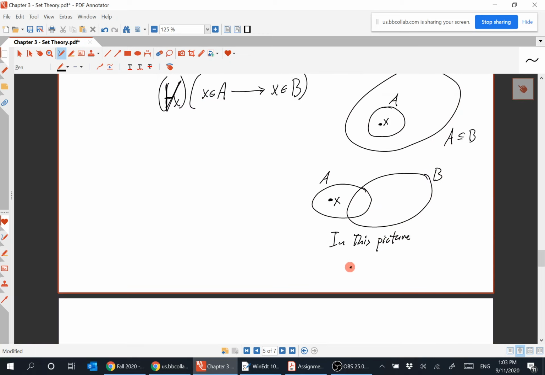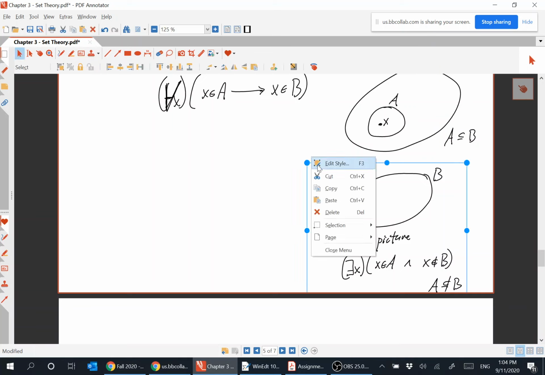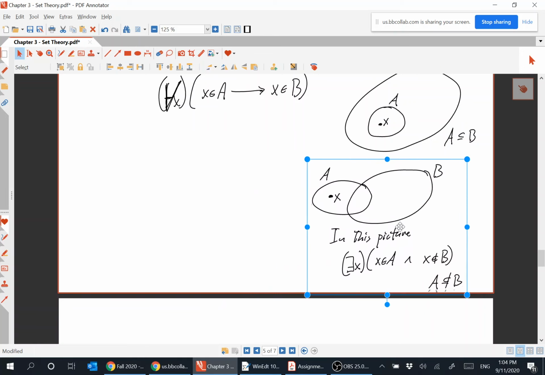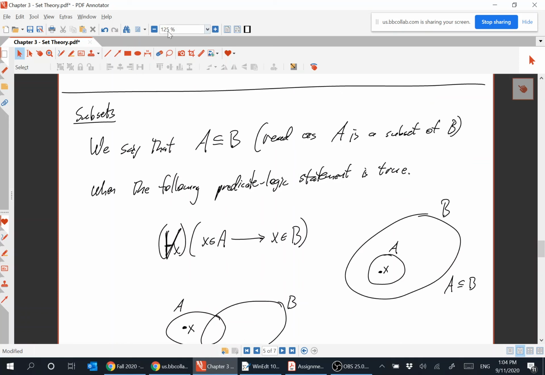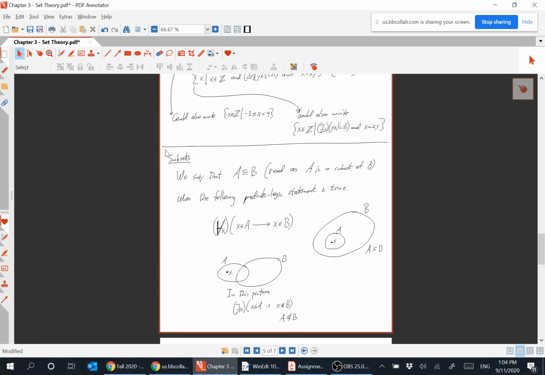In this picture, let's make it predicate logic. There exists x such that x is an element of A and x is not an element of B, which is the negation of this. I need to do this a little better. Actually, let's do the following. Let's do it all on another page.